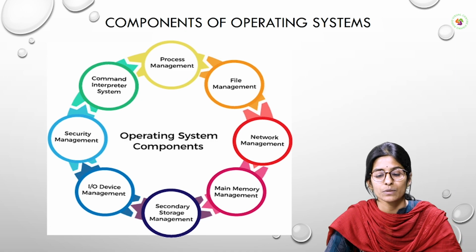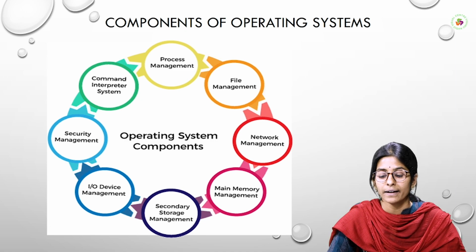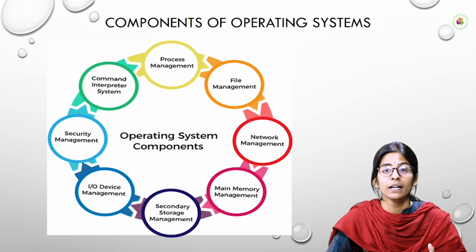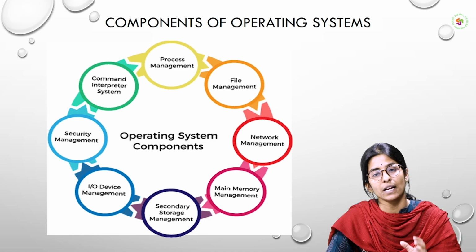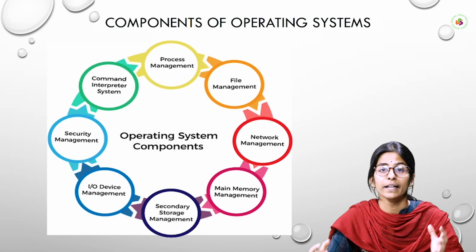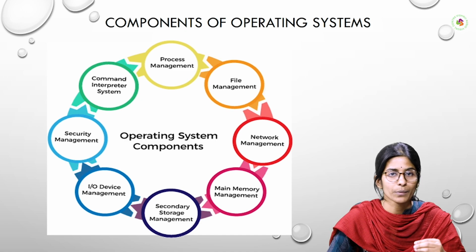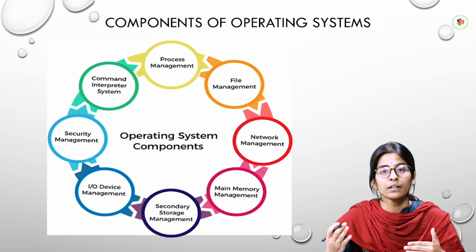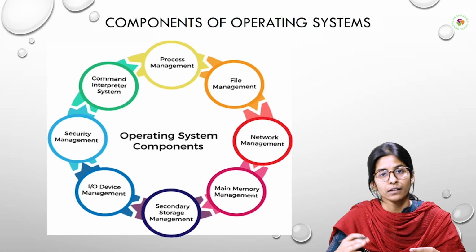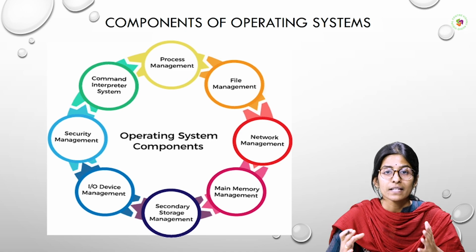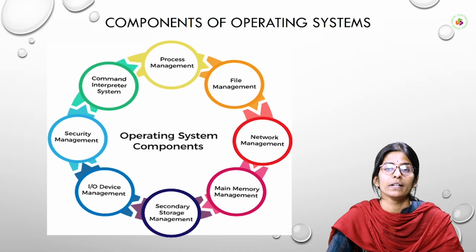Those are process management, file management, network management, main memory management, secondary storage management, IO devices, security management, and command line interpreter systems. These are the main 8 components included in our operating systems. We have different types of operating systems. I will cover those topics in our next videos. Today I want to tell what syllabus we have in our operating systems.